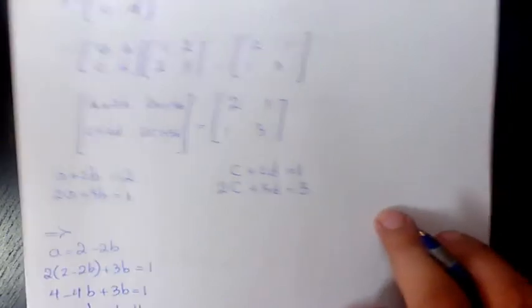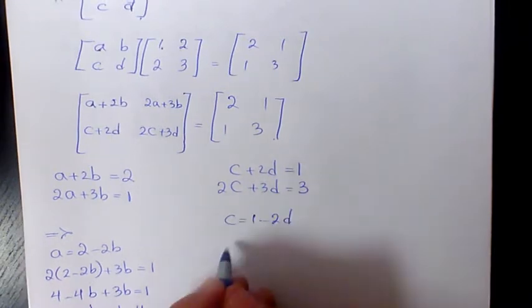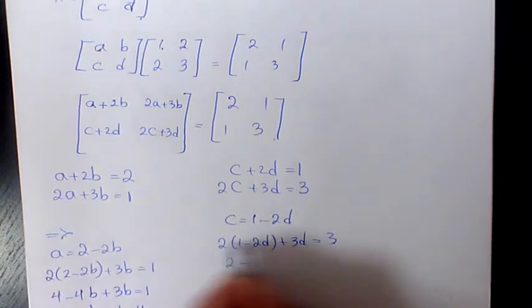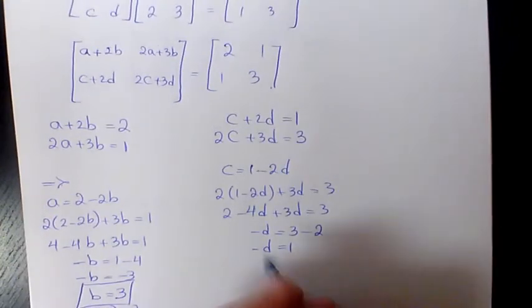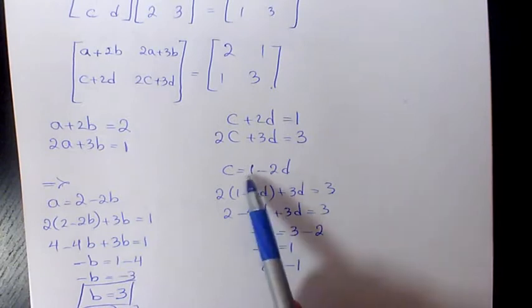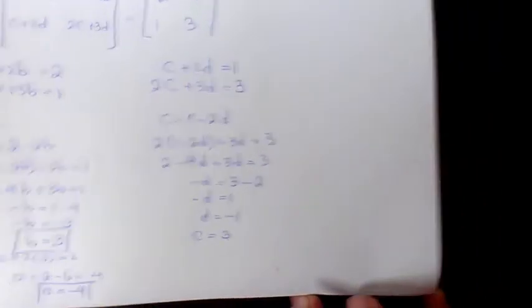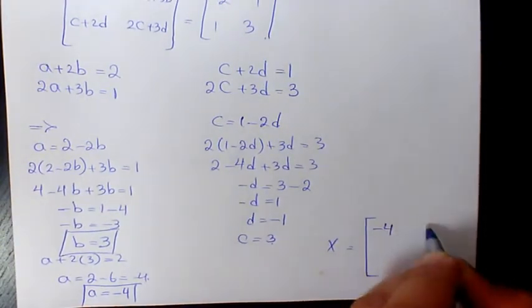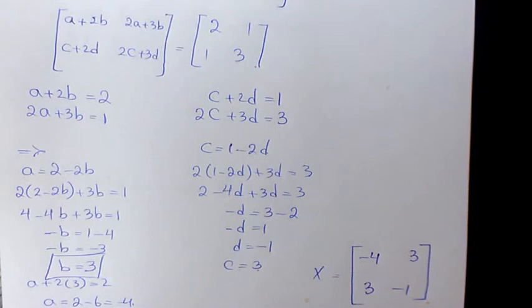Now let's solve this one. Again, I'm going to use the substitution method. c equals 1 minus 2d. Sub it there: 2 times (1 minus 2d) plus 3d equals 3. 2 times 1 is 2, minus 2 times 2d is 4d, plus 3d, so negative d. Move the 2 over, it's going to be negative. So d will be negative 1. When you sub it there, 1 minus 2 times negative 1 is 1 plus 2, so c is going to be 3. So now we have a, b, c, and d. So the matrix of X is going to be negative 4, 3, 3, and negative 1. That's going to be the matrix.